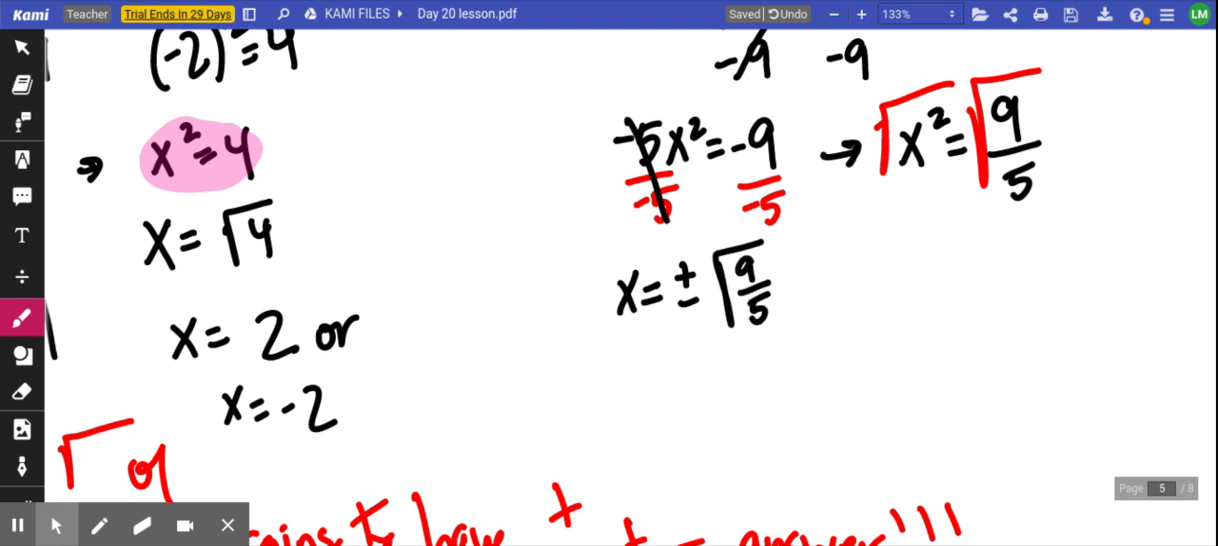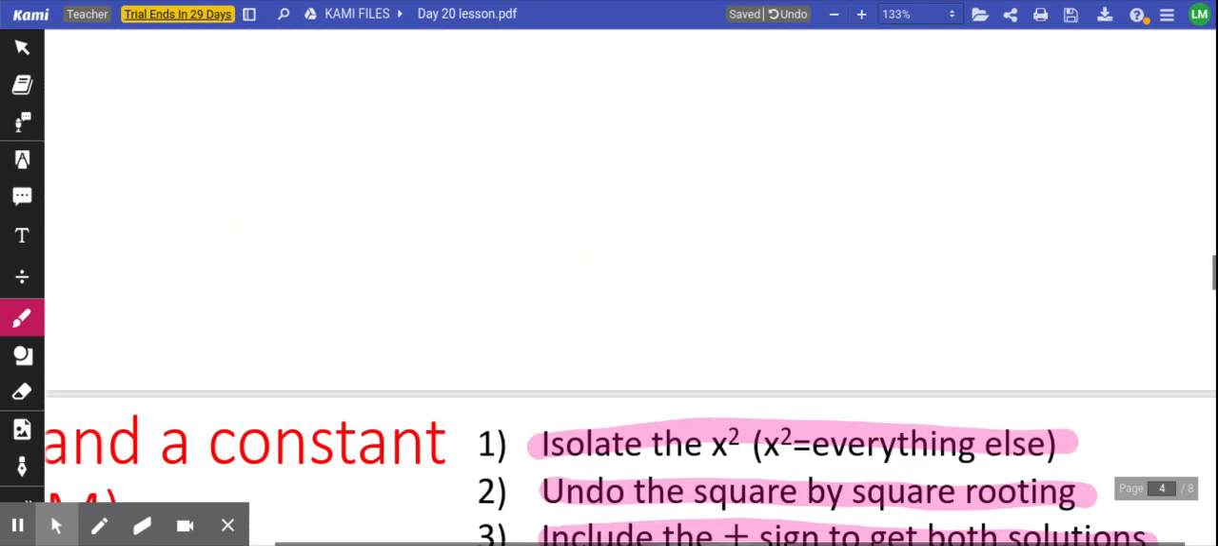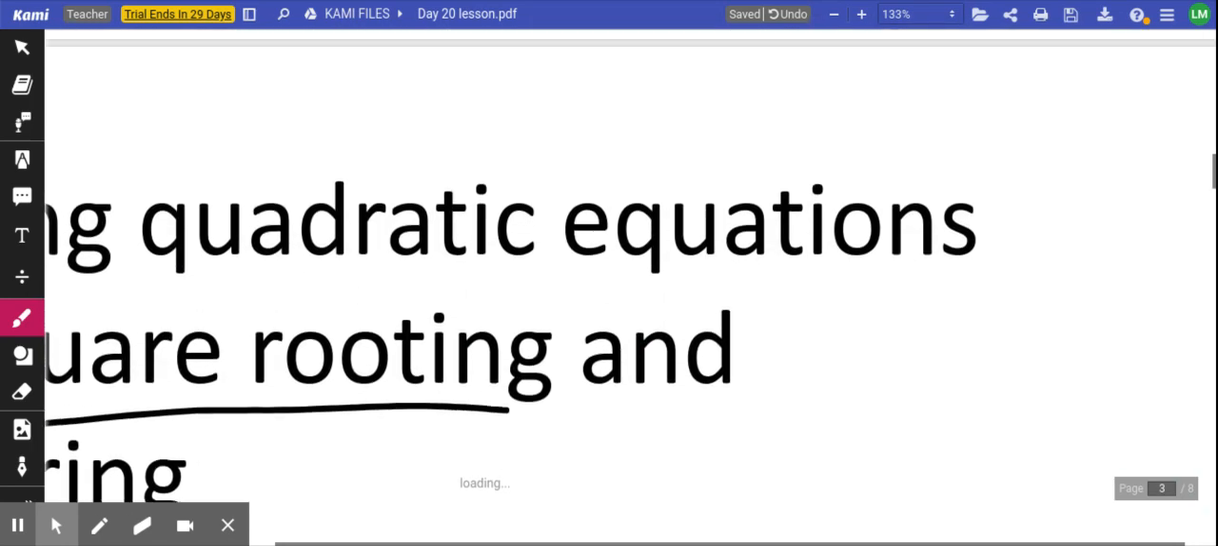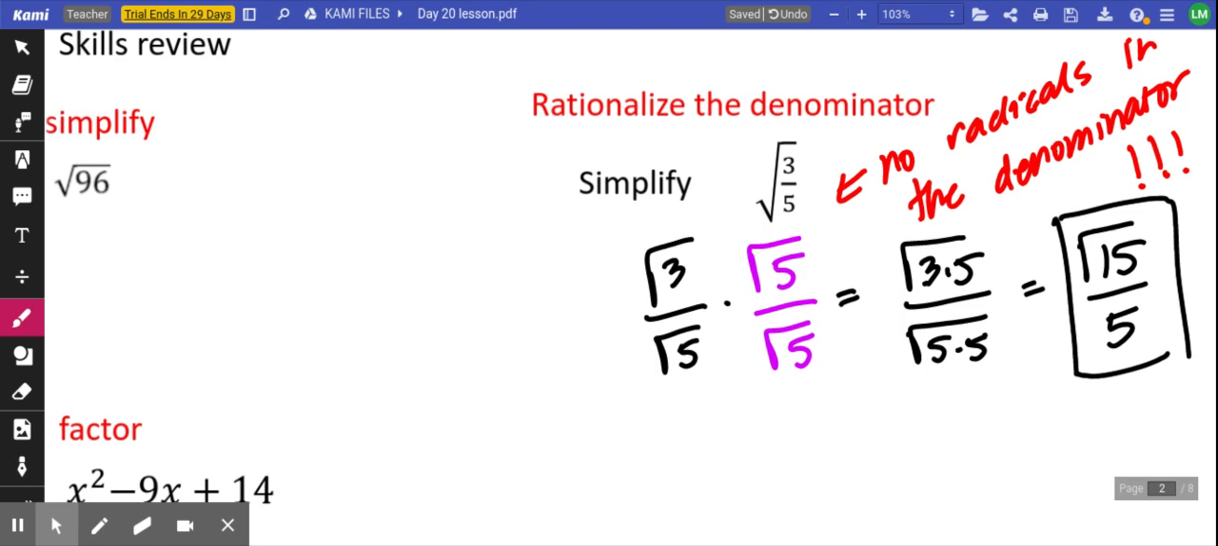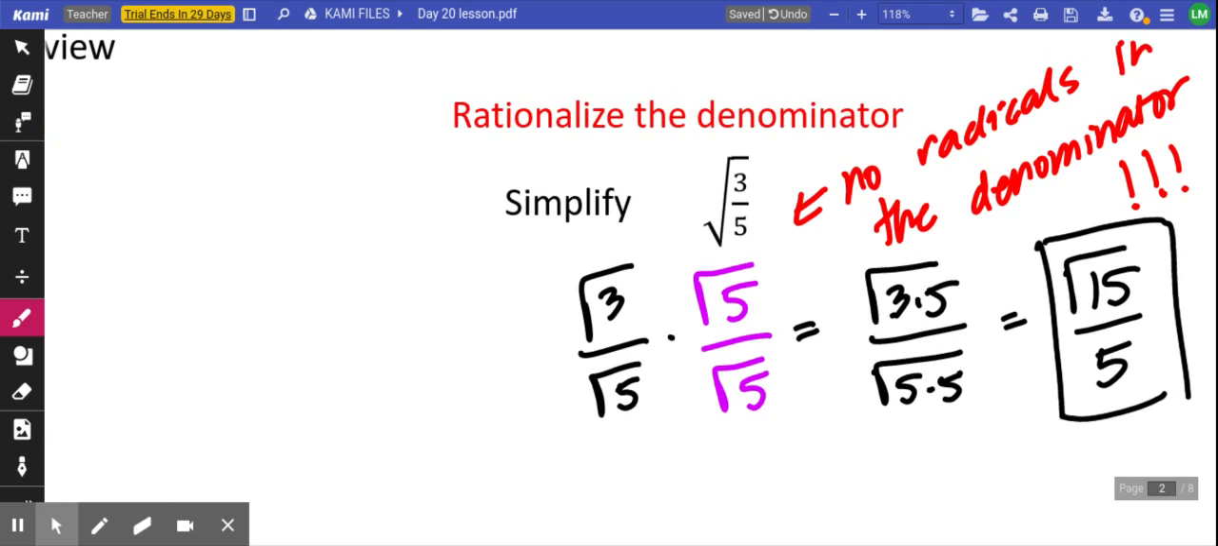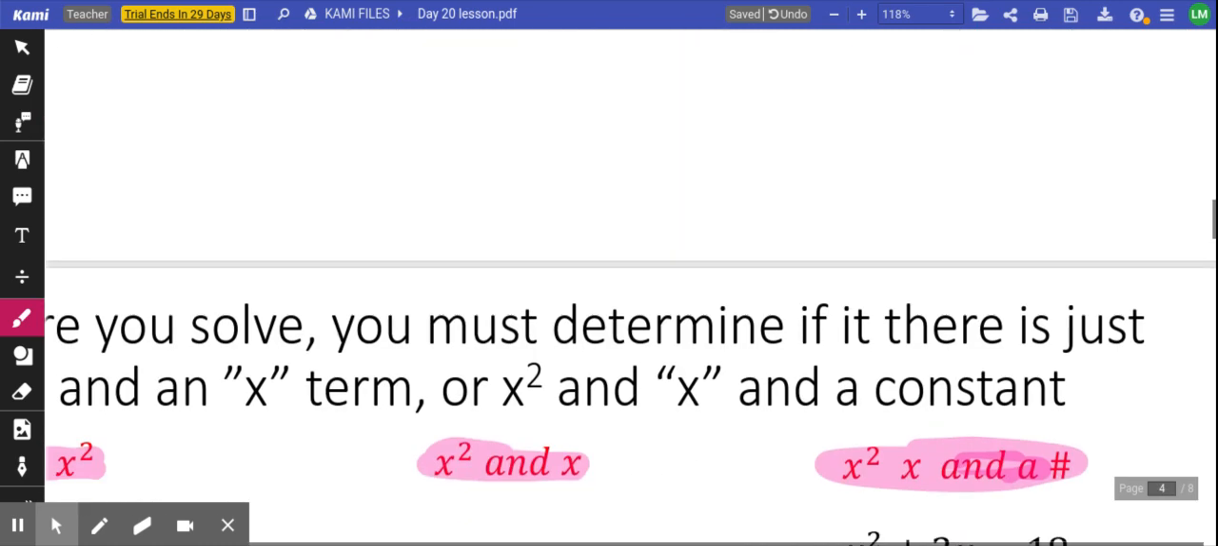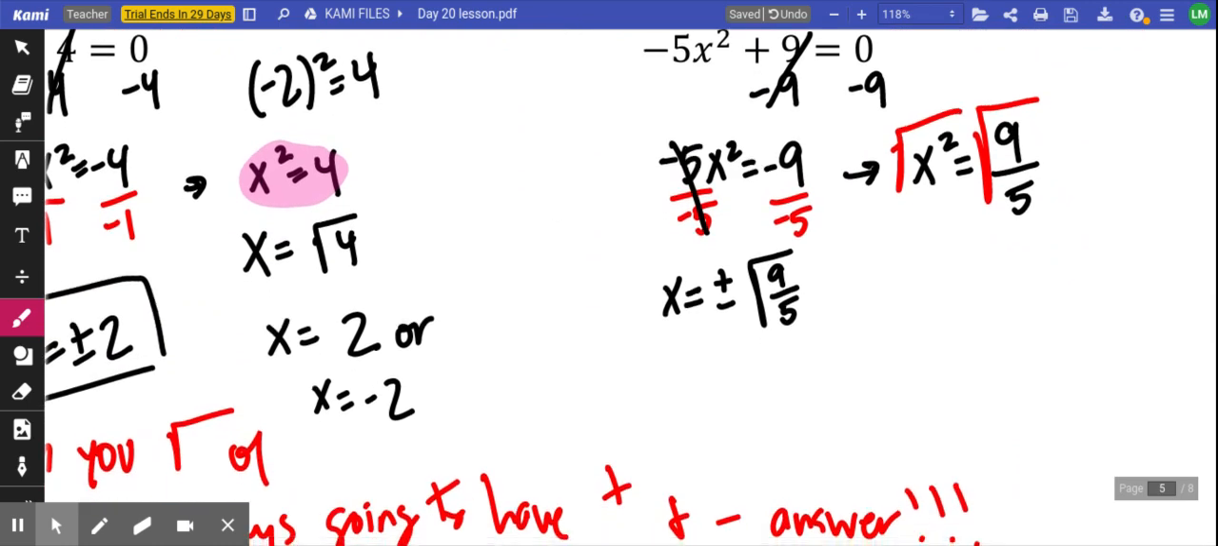Now, so far so good, but we cannot leave it like this, okay? If you remember in our warm-up, we need to rationalize the denominator. No radicals allowed in the denominator, because in here we have the square root of 5 in the denominator. That's irrational. So first step I'm going to do is I'm going to separate and give the top and the bottom each their own radical. So x equals plus or minus the square root of 9 over the square root of 5.